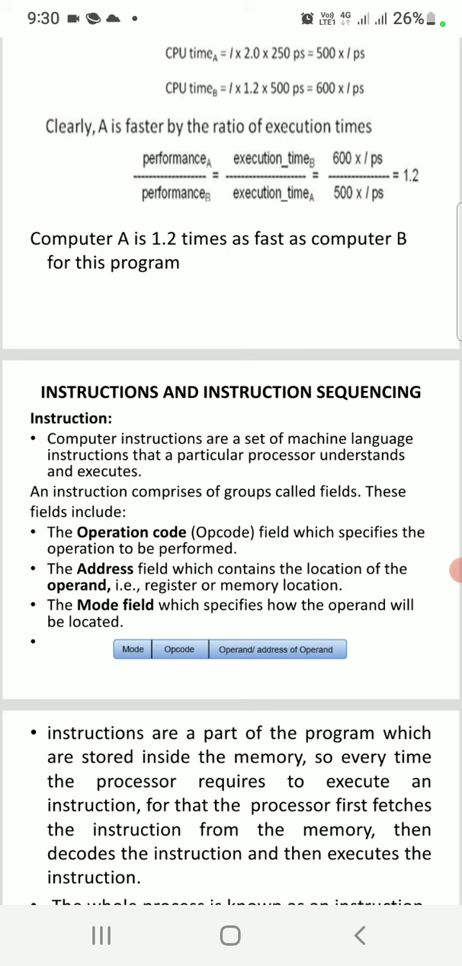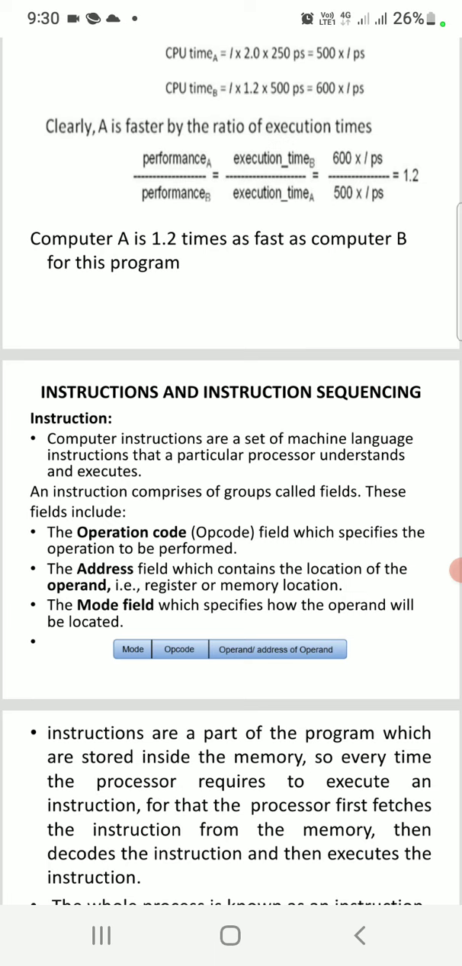Instructions are a set of machine language instructions that a particular processor understands and executes. It depends upon the processor we are executing the instruction on. Some processors do not understand our instruction, so in this place we use decoding. Decoding means, depending upon the processor, we convert the machine language.